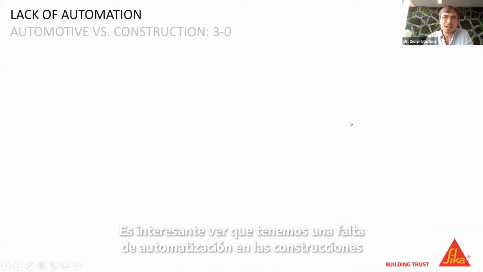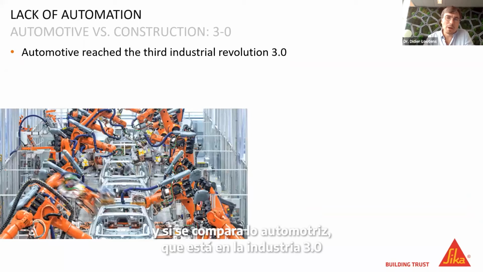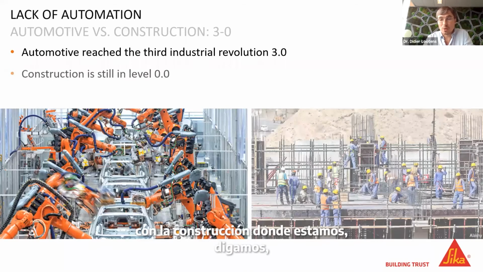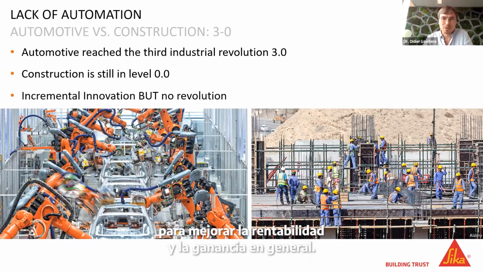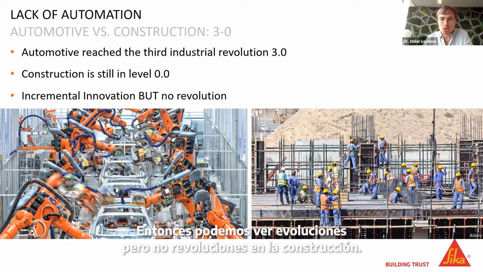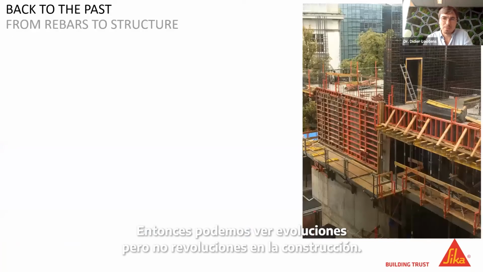But it's interesting to see that we have a lack of automation in construction. If you compare automotive, which is at Industry 3.0, to construction, where we are, let's say, at almost level 0.0 with a lot of people manufacturing, we see that we need to make a huge improvement in construction for the profitability and the improvement of that. So we can see evolutions, but not revolutions, in construction.